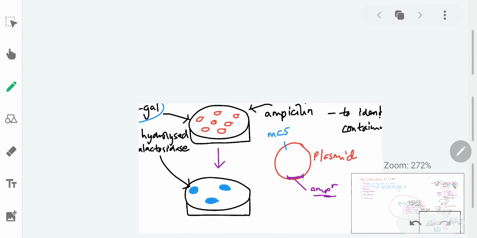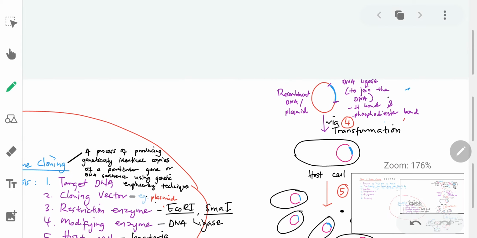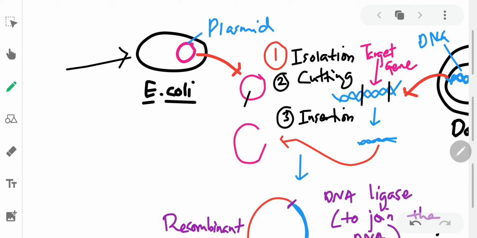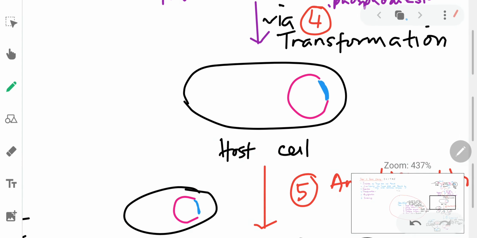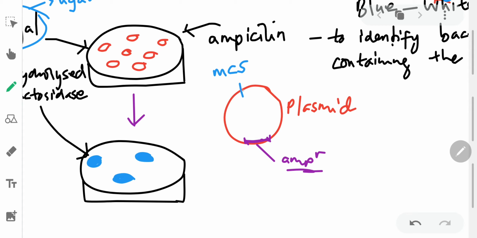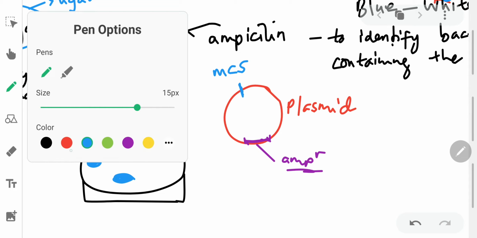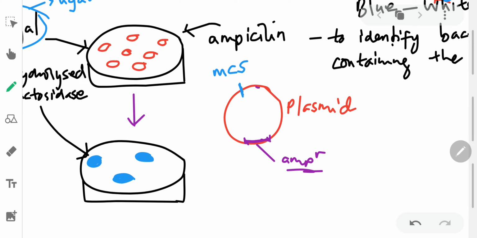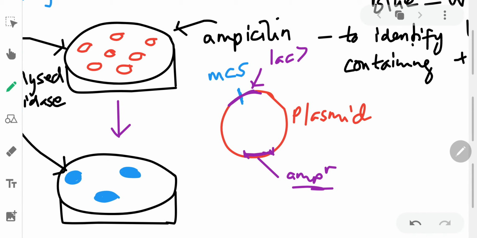Meaning, if you remember, in the process of cutting, okay, when we cut the plasmid here, actually we cut on the MCS. Okay, so the plasmid here, this MCS, the multiple cloning site, is actually located in the middle of a gene that we call the LAC-Z gene. Okay, it is exactly here, in the middle.